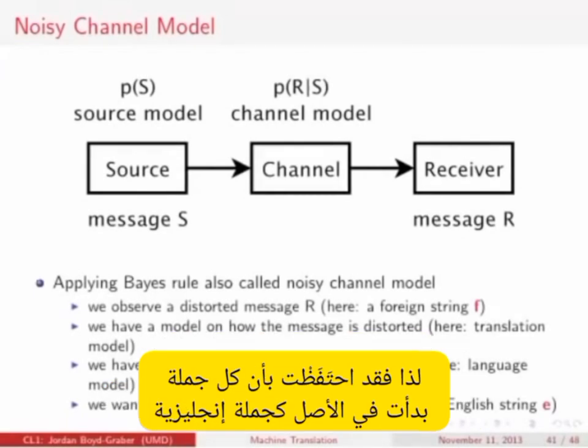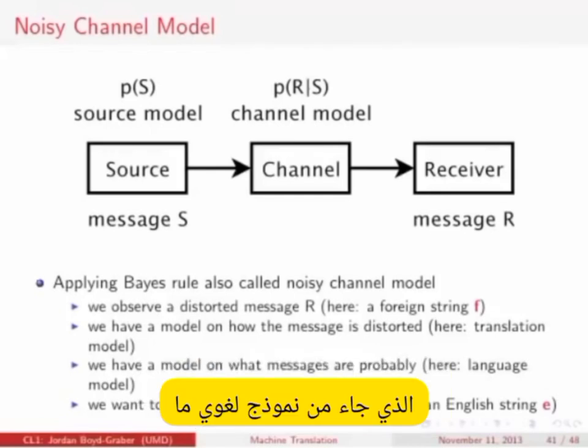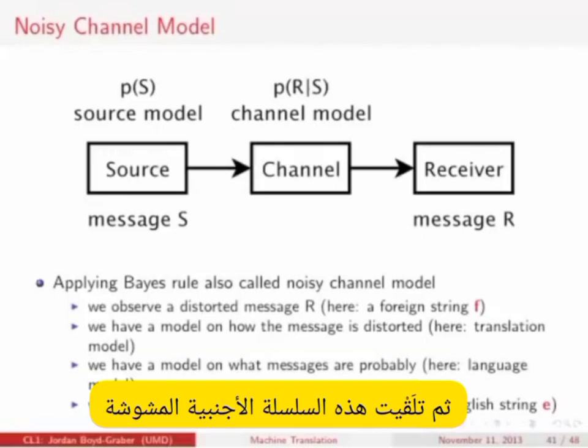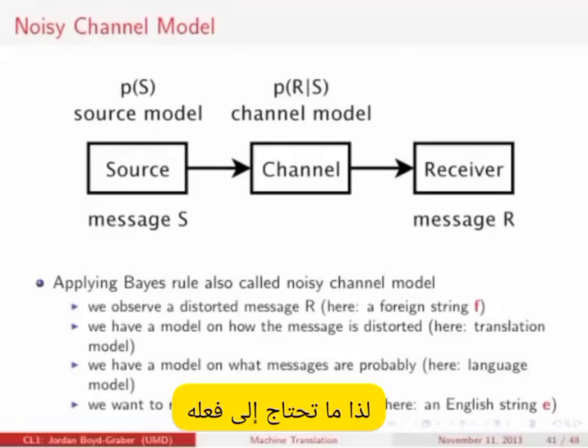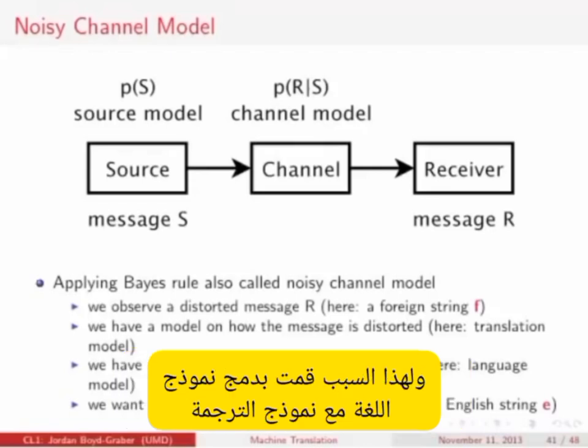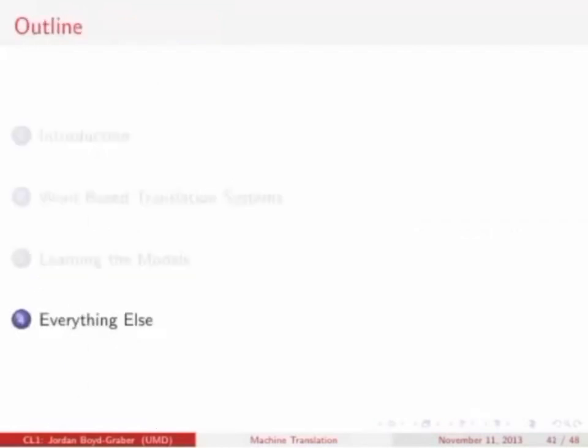So you pretend that every sentence originally began as an English sentence that came from some language model, and then it was put through a noisy channel, translated into another language, and then you receive this garbled foreign string. And so what you need to do is decode the foreign string into what the original English sentence was. So this is why you combine the language model with the translation model.